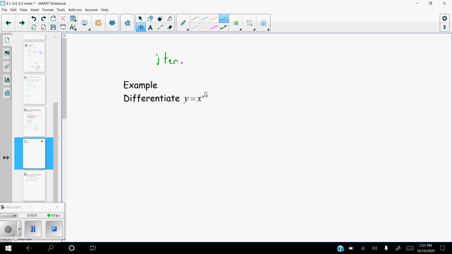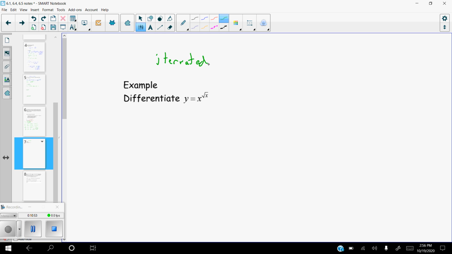I keep remembering... iterated? I think there's two R's in that word. Iterated. That's because you have a variable raised to a variable. That's what's called an iterated function. Okay, not something that we usually deal with in some of our algebraic classes up till now.